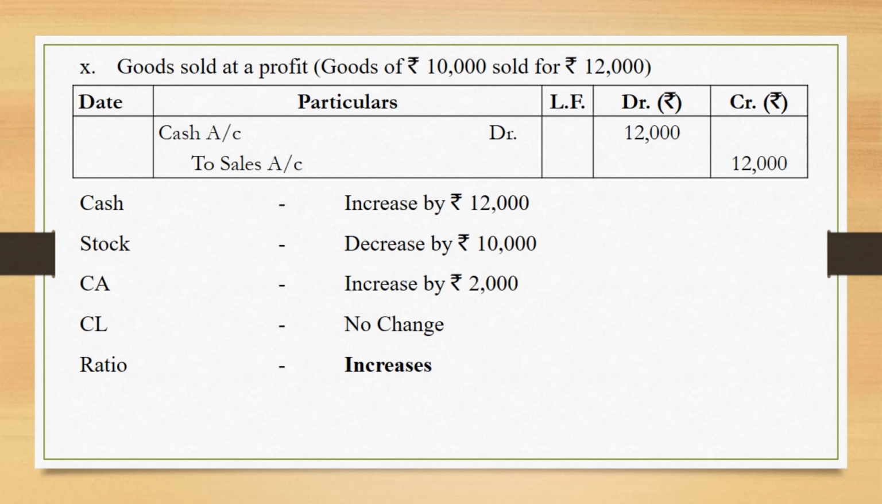We can see that cash increases by 12,000 and stock decreases by 10,000. So ultimately current assets increase by 2,000. Both of these items, cash and stock, are current assets, so there is no change in current liabilities. There is an increase of 2,000 in the current assets, so the numerator increases, and because the numerator increases, the ratio also increases.